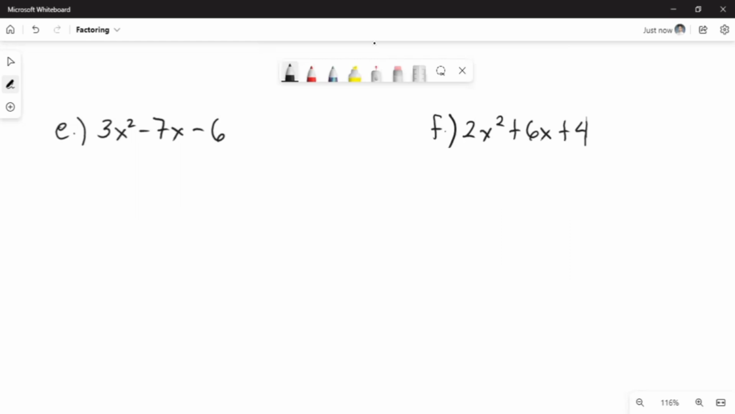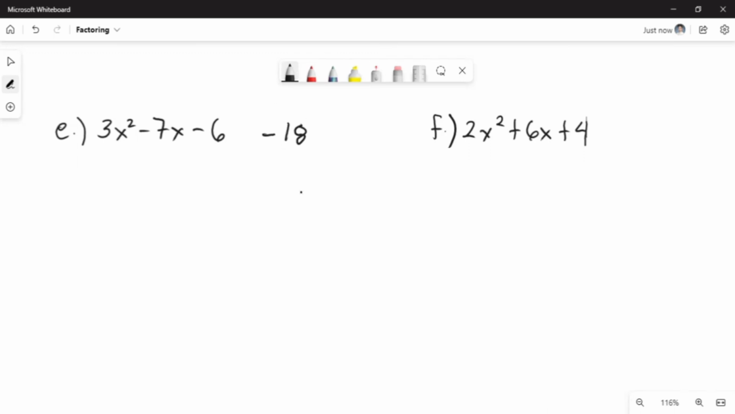Okay, now let's have another example, which is letter E. Let's have 3x squared minus 7x minus 6. Same process. If we have a numerical coefficient that is greater than 1 on the leading term, which is the first term, we will multiply that coefficient to our last term, which is negative 6. Now, 3 times negative 6 will give us negative 18.